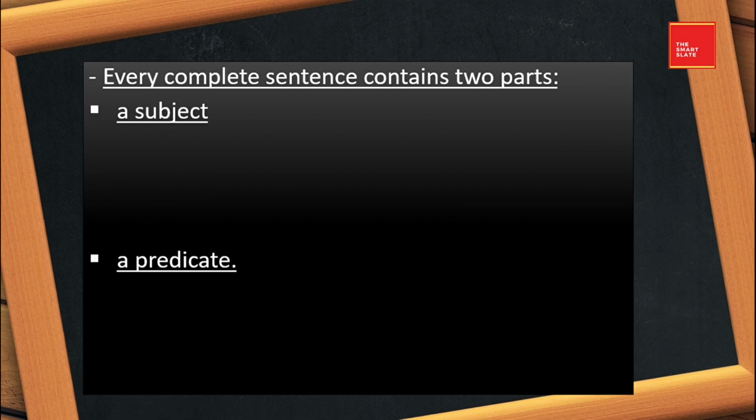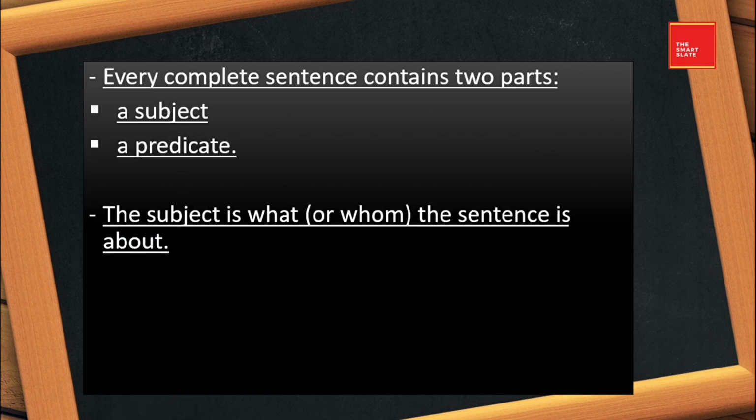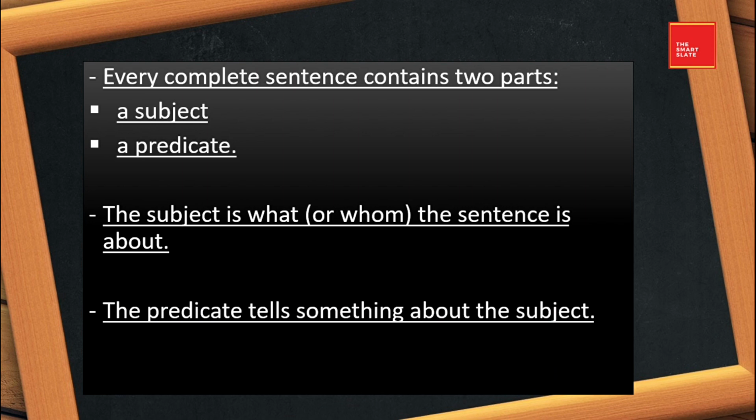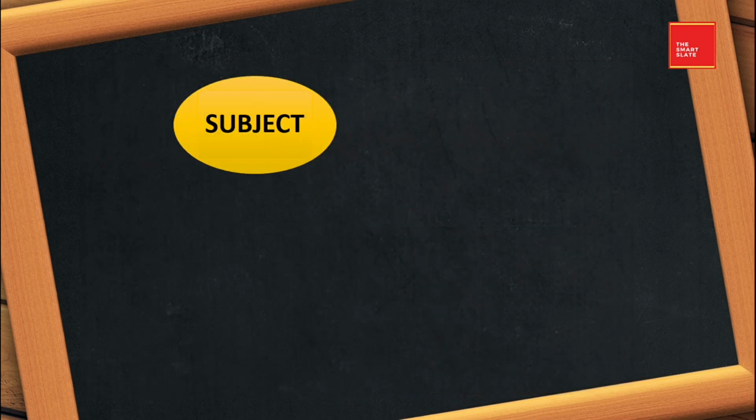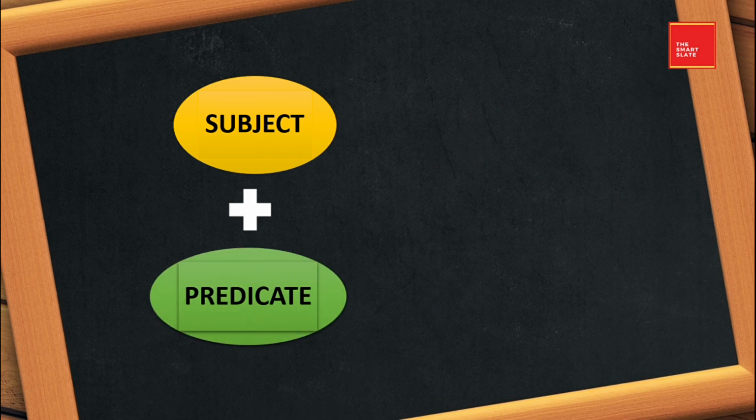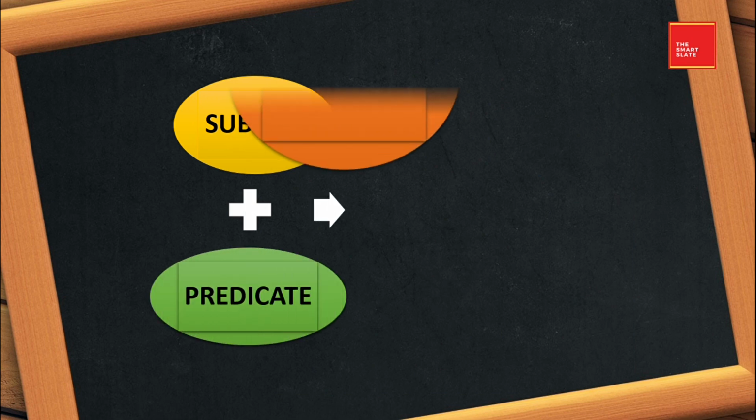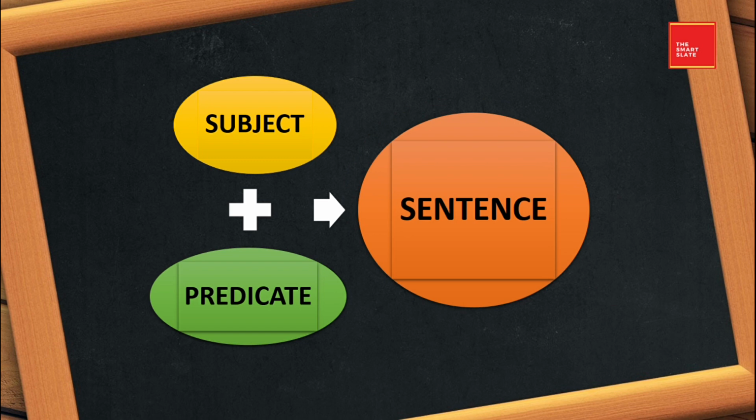Today we'll know more about subject and predicate. Every sentence contains two parts, that is a subject and a predicate. The subject is what or whom the sentence is about, and the predicate tells something about the subject. When you add a subject and a predicate, you get a sentence. So in order to have a sentence, you must have a subject as well as a predicate.